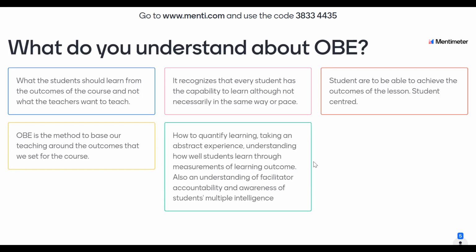Very good, students, everyone. Okay, one more. How to quantify learning, taking an abstract experience, understanding how well students learn through measurements of learning outcome. Also, an understanding of facilitator accountability and awareness of students' multiple intelligence.